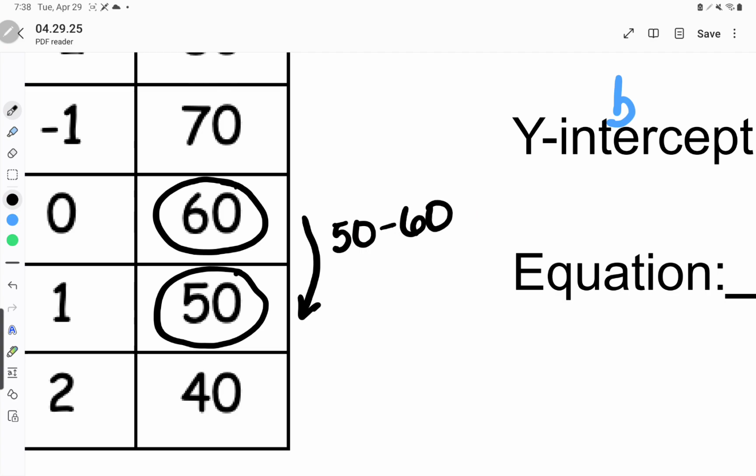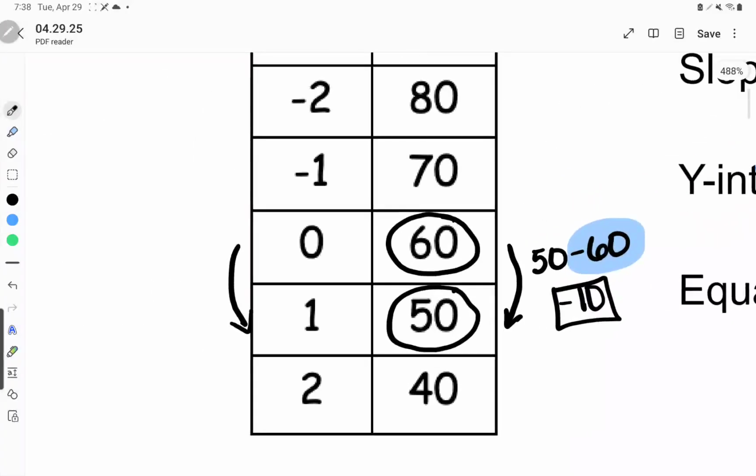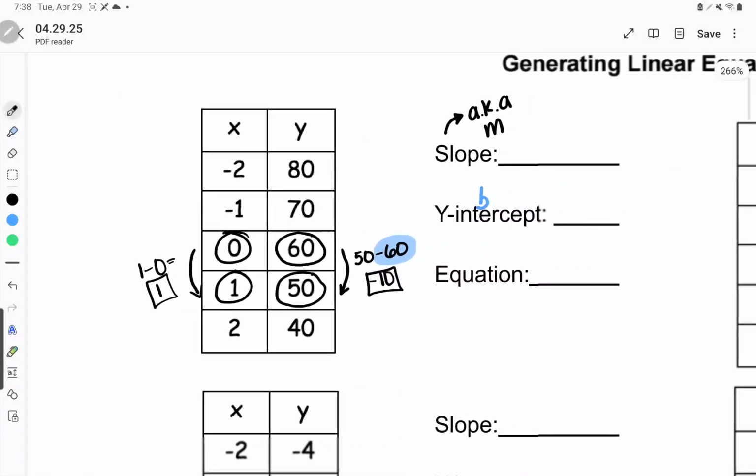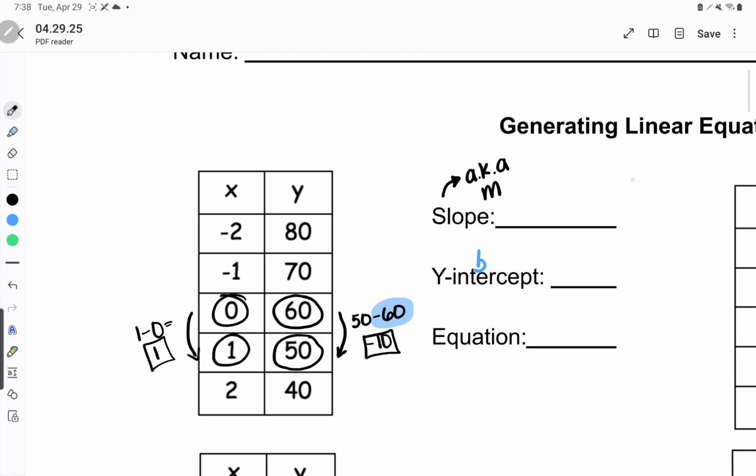Well, when we do 50 minus 60, 60 minus 50 is 10, and then we take the sign of the bigger number. Well, 60 is bigger, and 60 is a negative, so that's going to be a negative 10. And then over here on our left side, what would we do? We would subtract 1 minus 0, and that would give us 1. So remember that m, or slope, is what side over what side? It's right over left. So I would take my right side, which is negative 10, and I would put it over 1, and that equals negative 10.